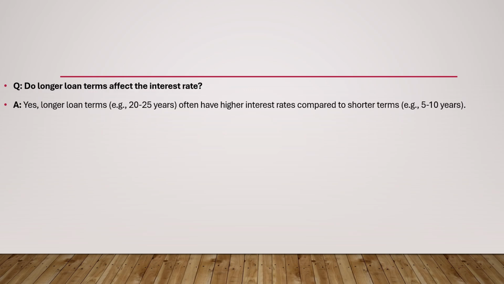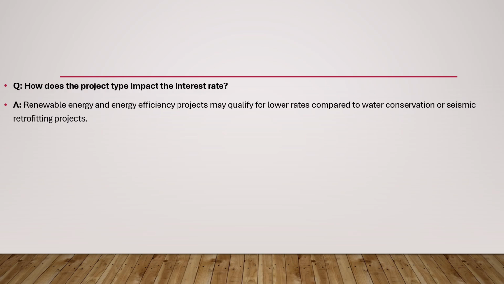Do longer loan terms affect the interest rate? Yes, longer loan terms, e.g., 20 to 25 years, often have higher interest rates compared to shorter terms, e.g., 5 to 10 years. How does the project type impact the interest rate? Renewable energy and energy efficiency projects may qualify for lower rates compared to water conservation or seismic retrofitting projects.